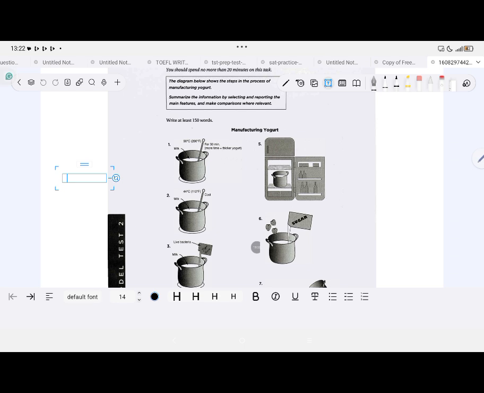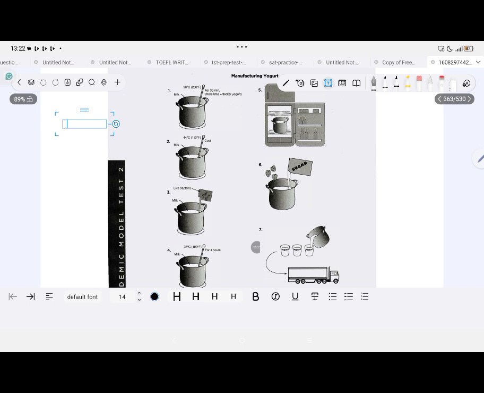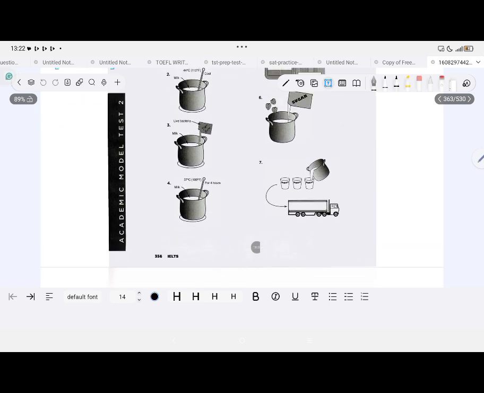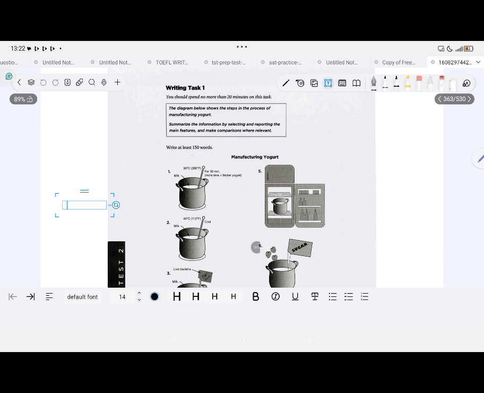Right? So now, as you can see, there are 7 stages. And the heading there says manufacturing yogurt. The first thing you want to do is understand the labels. In number 1, we see milk in a pot. And then you see the milk is being boiled at 90 degrees Celsius or 200 degrees Fahrenheit, and you have to boil for 30 minutes. If you boil for longer, you will have something thicker, right?